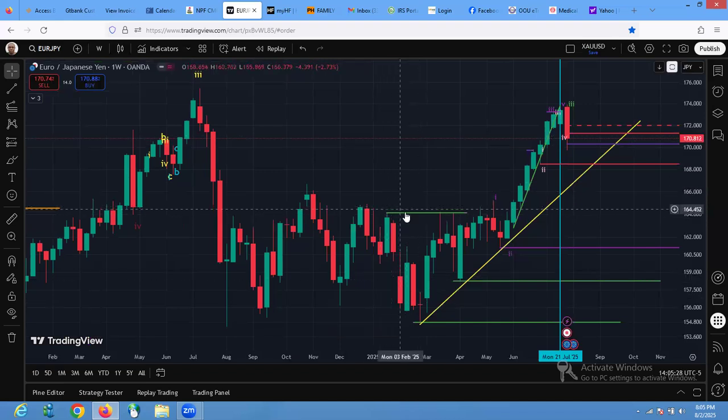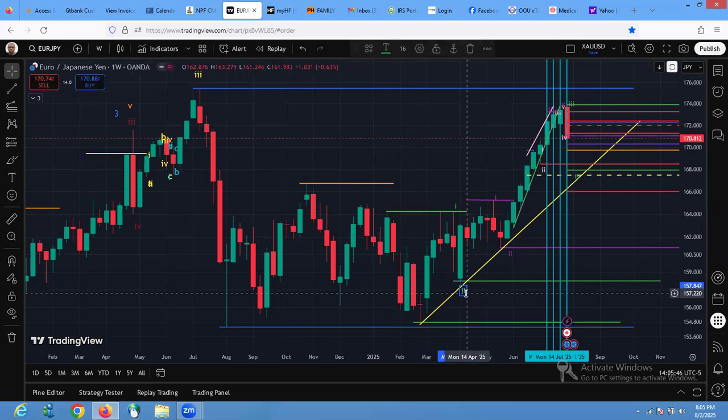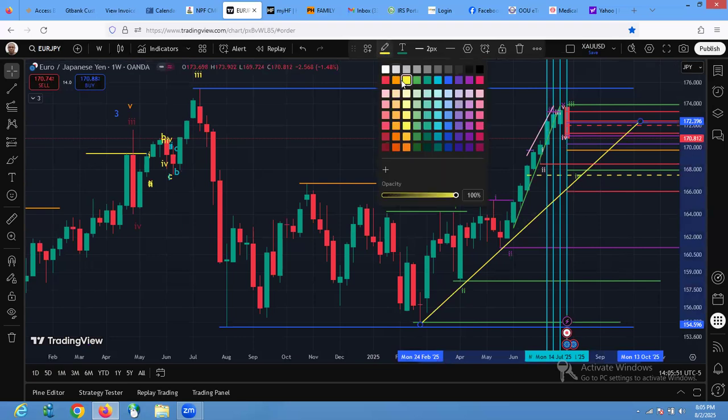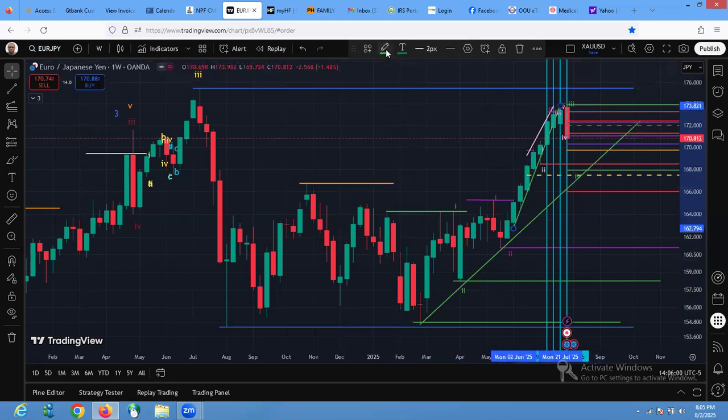Good. So we can see 1 in green, 2 in green here, 2 in green there. So 1 in green, 2 in green. So we have seen the completion of 3 in green. These are broken out of wave 3.